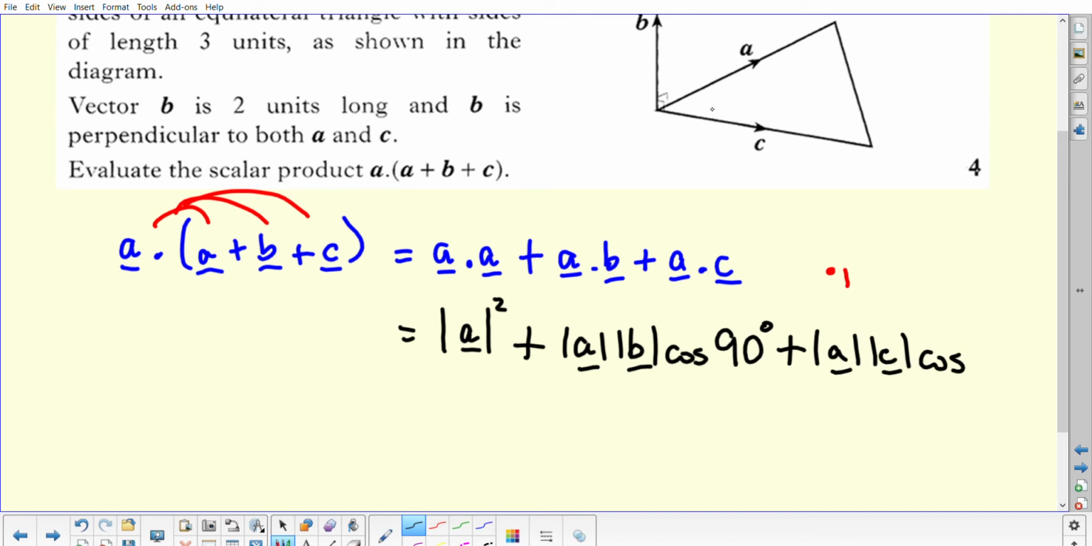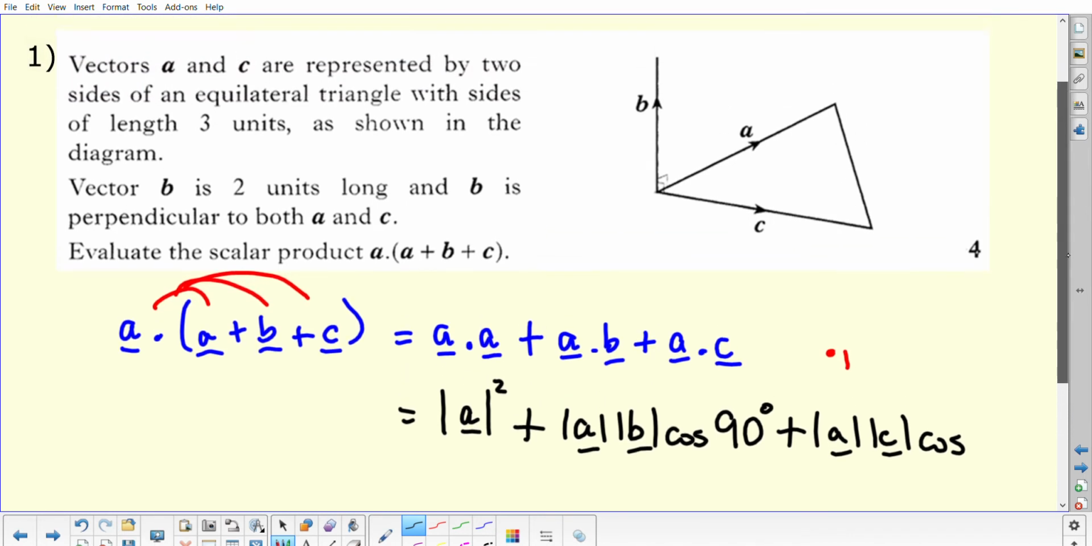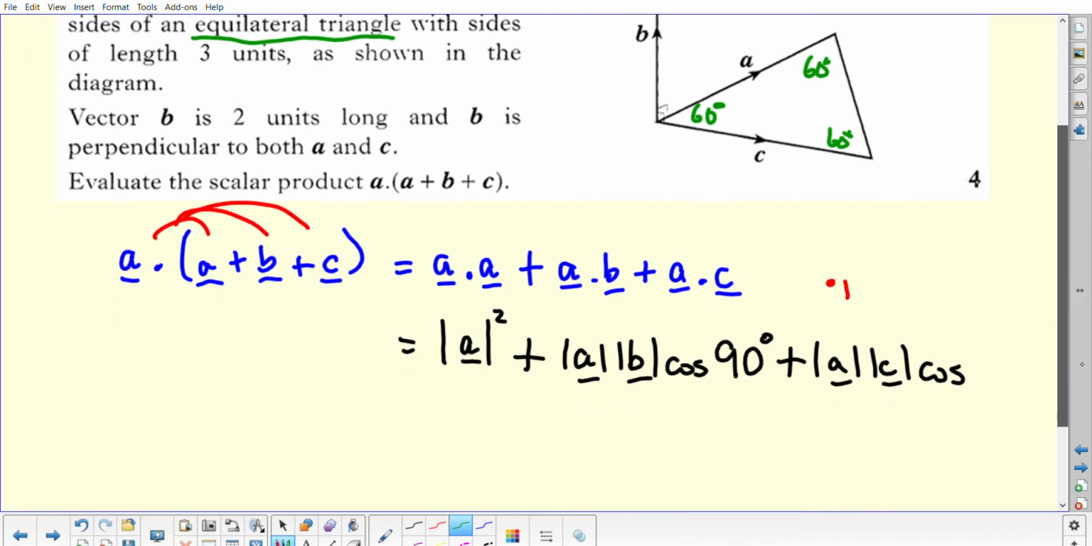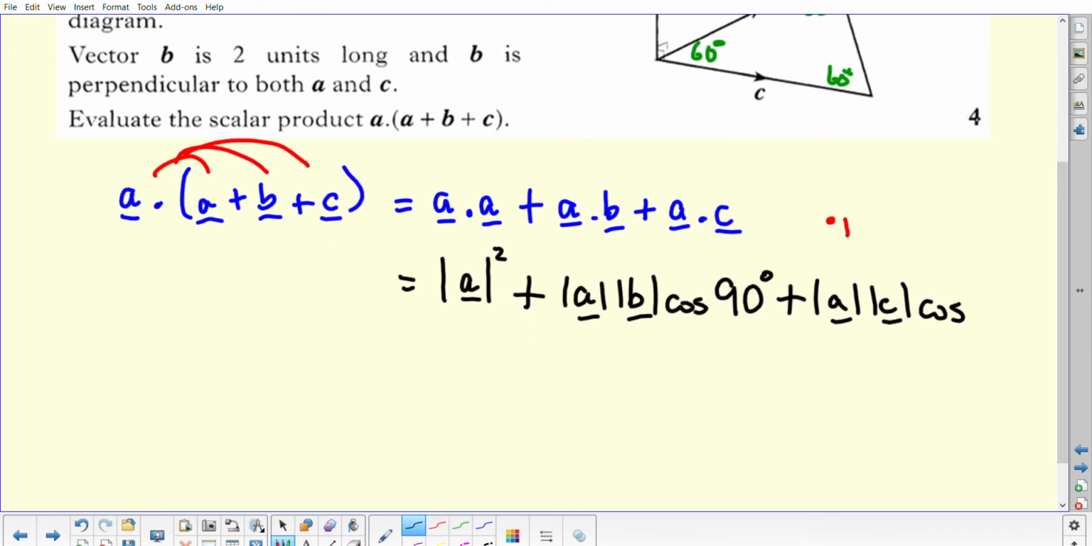Now between A and C there's no angle marked on the diagram, however if you read through the whole question it tells you that A and C are two sides of an equilateral triangle, and in an equilateral triangle everything is equal. So that means all your angles would need to be 60 degrees. So when you're doing the cos for between A and C, you're doing cos of 60.